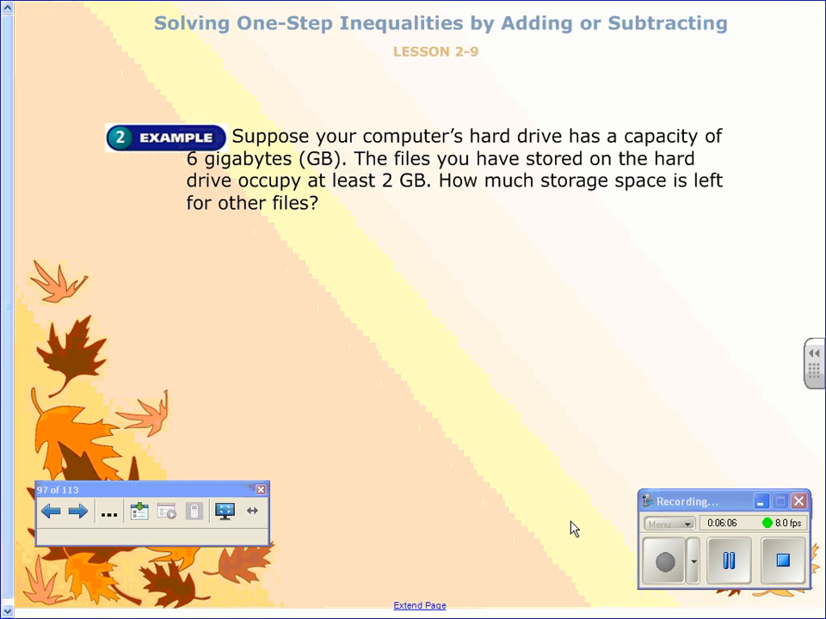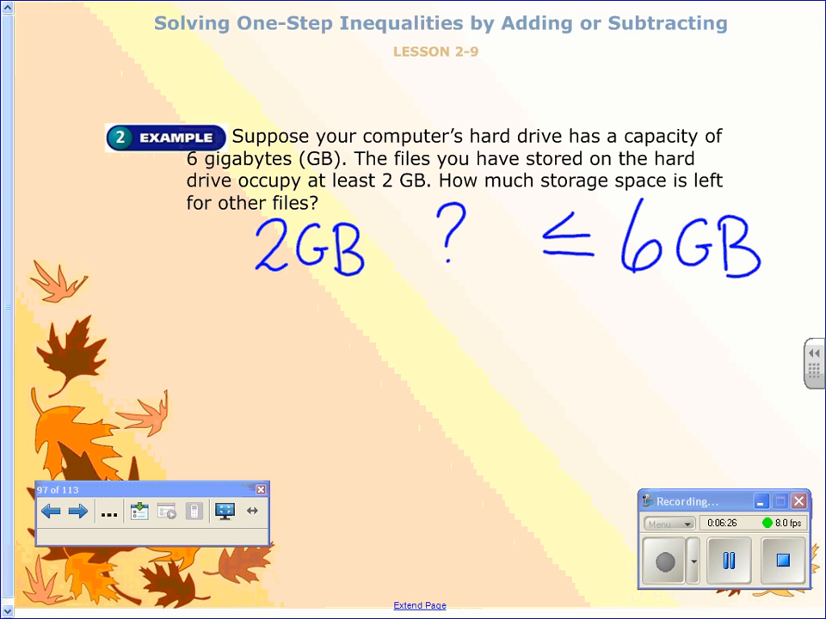All right, so right now, you know there are 2 gigabytes used. We know there's some left over. We don't know quite what it is yet, but we know your computer holds at most, meaning less than or equal to, 6 gigabytes. All right, go ahead and try to figure out what you'd write as an inequality, and then go ahead and solve it right away. And when you're all done, go back and check your answer with me and see if you got this. So go ahead and pause me now.